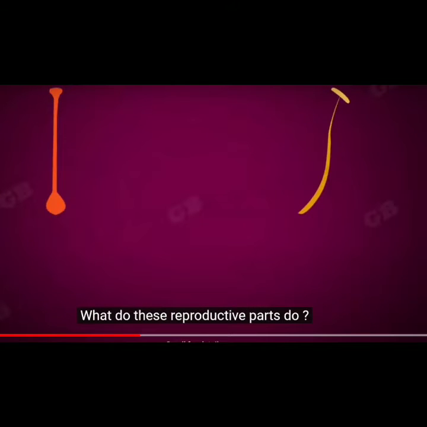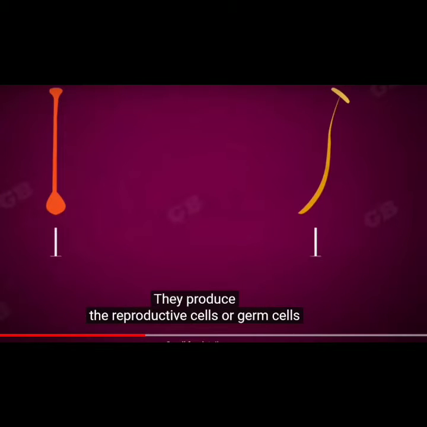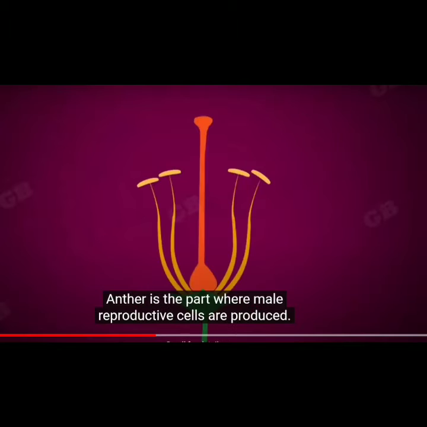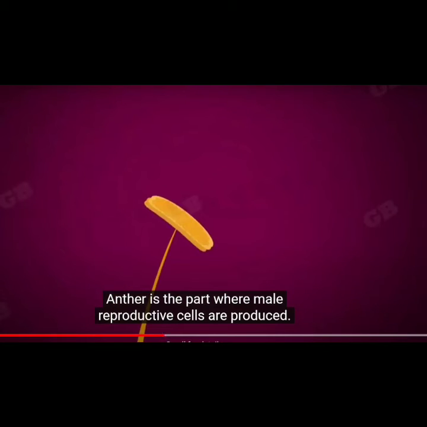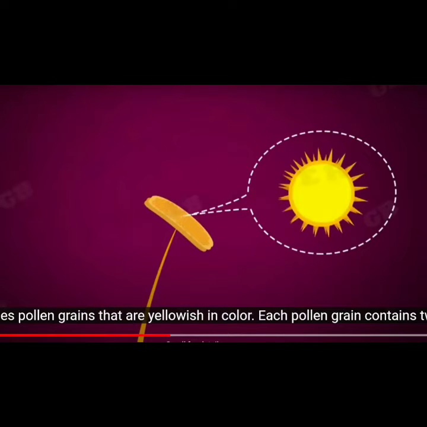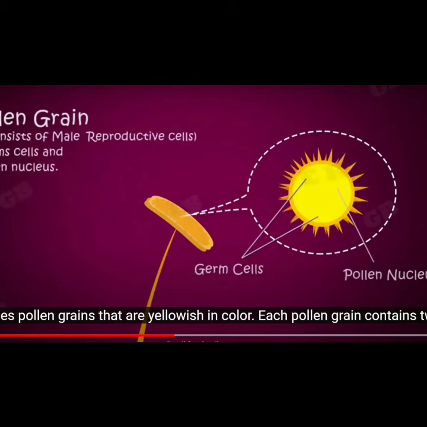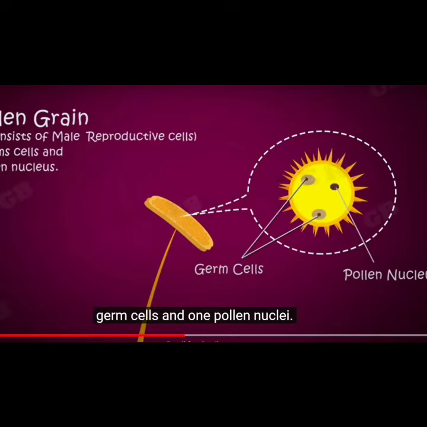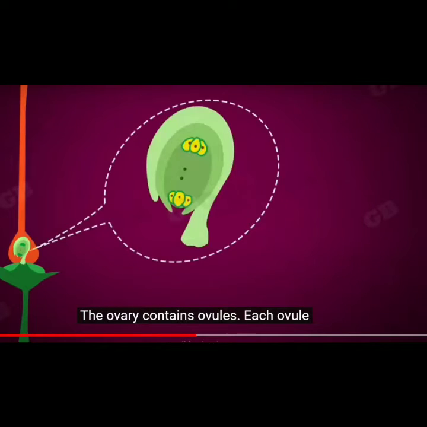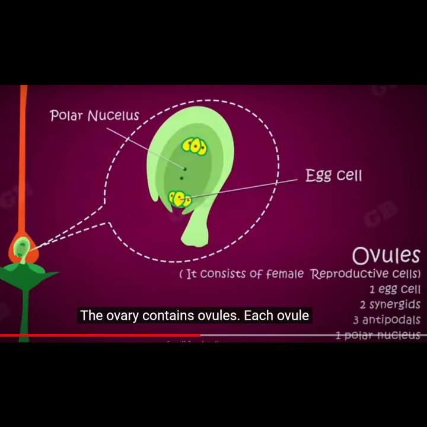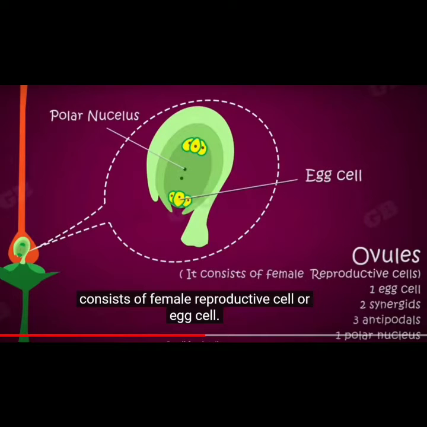What do these reproductive parts do? They produce the reproductive cells or germ cells. Anther is the part where male reproductive cells are produced. It produces pollen grains that are yellowish in color. Each pollen grain contains two germ cells and one pollen nucleus. The ovary contains ovules. Each ovule consists of a female reproductive cell or egg cell.